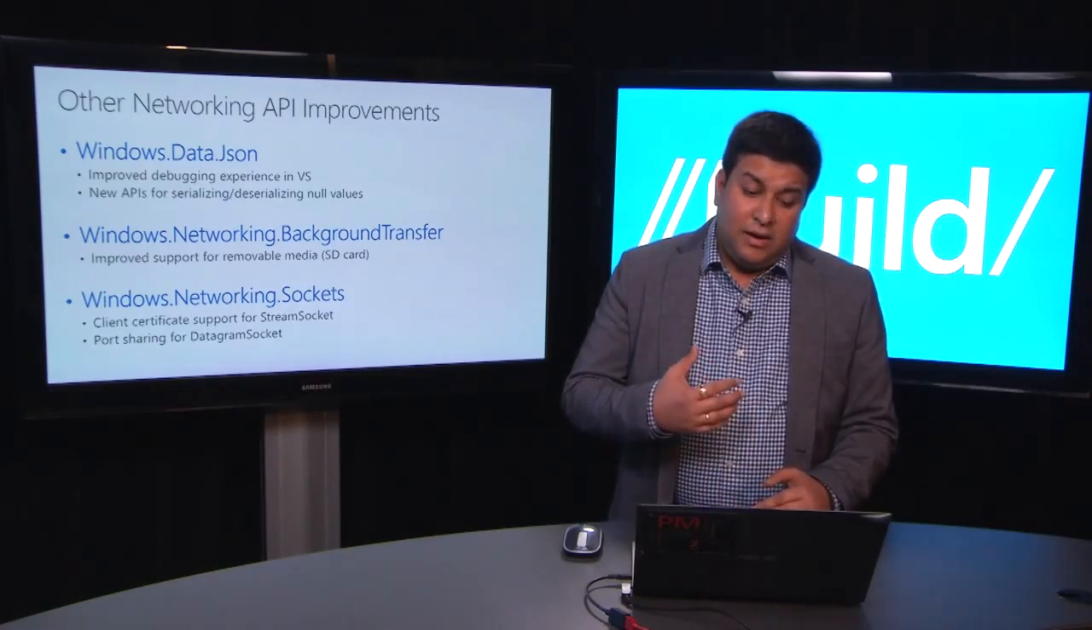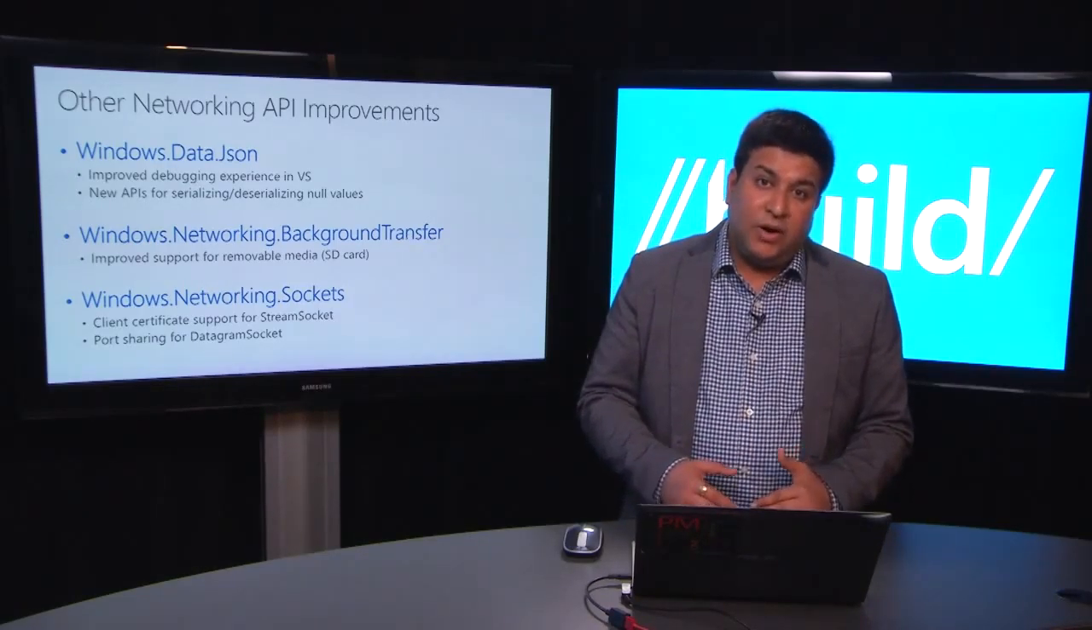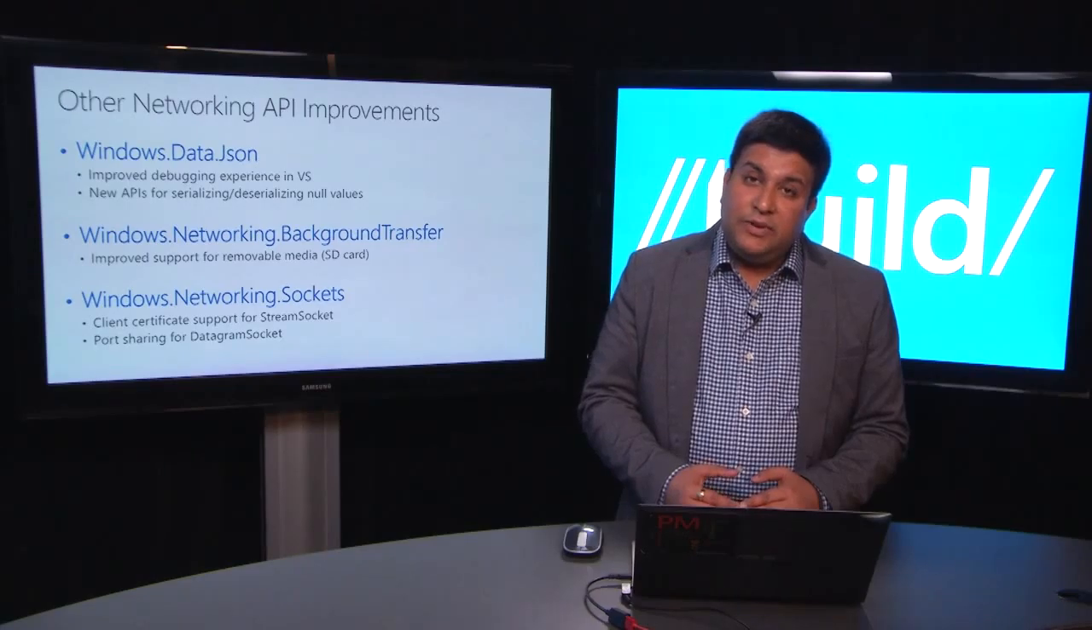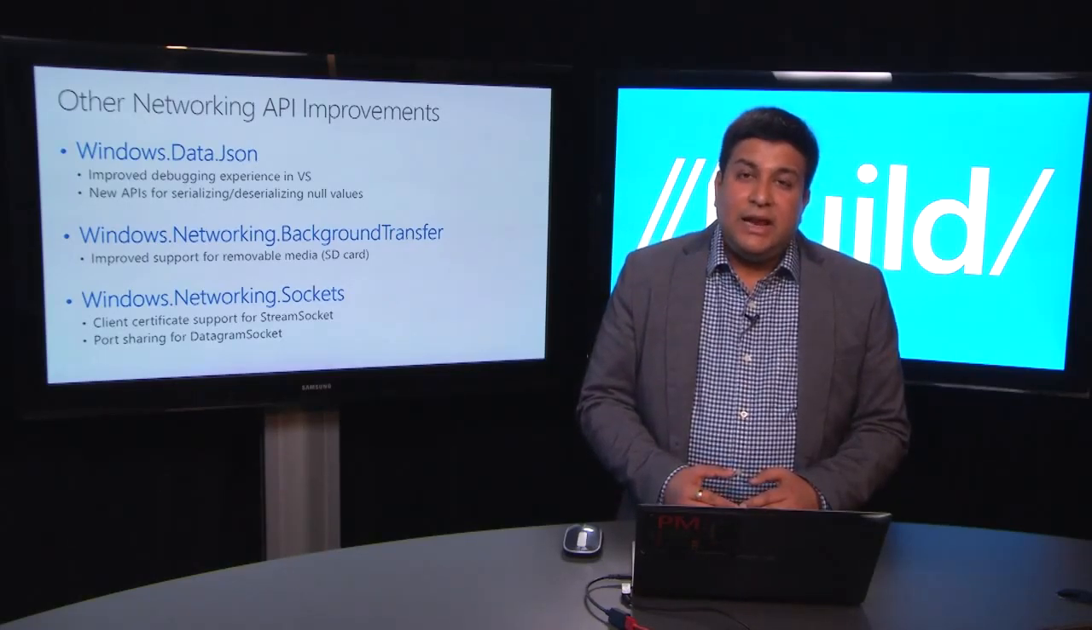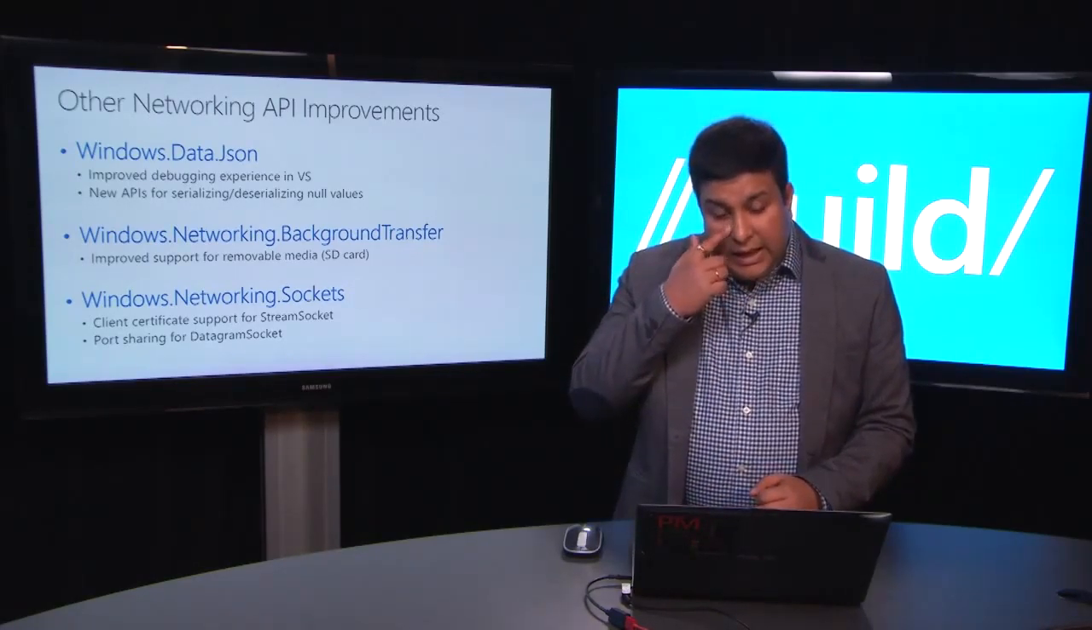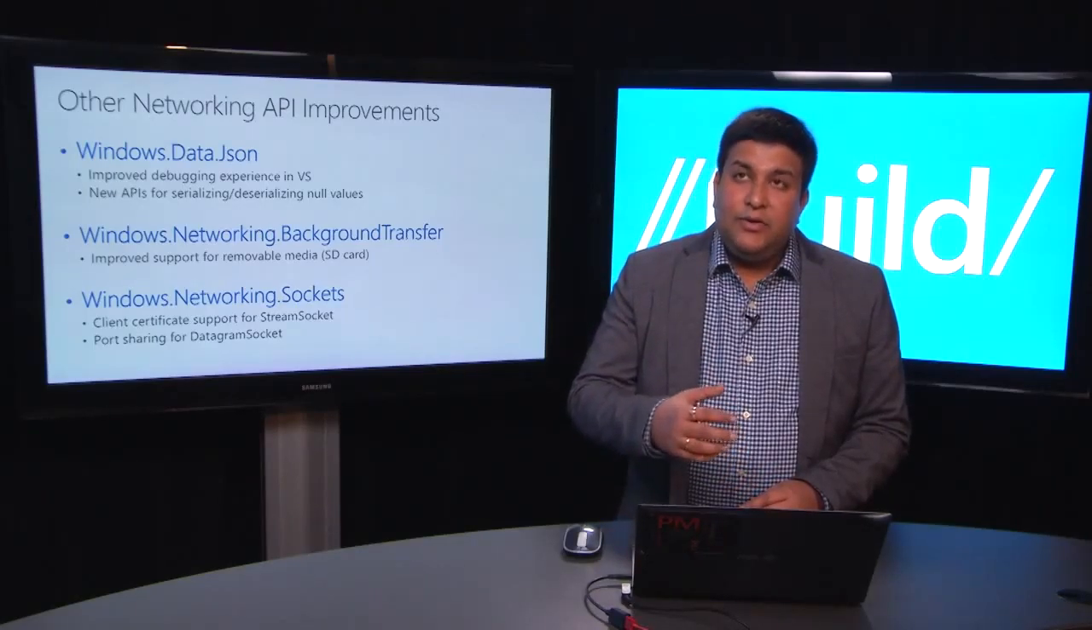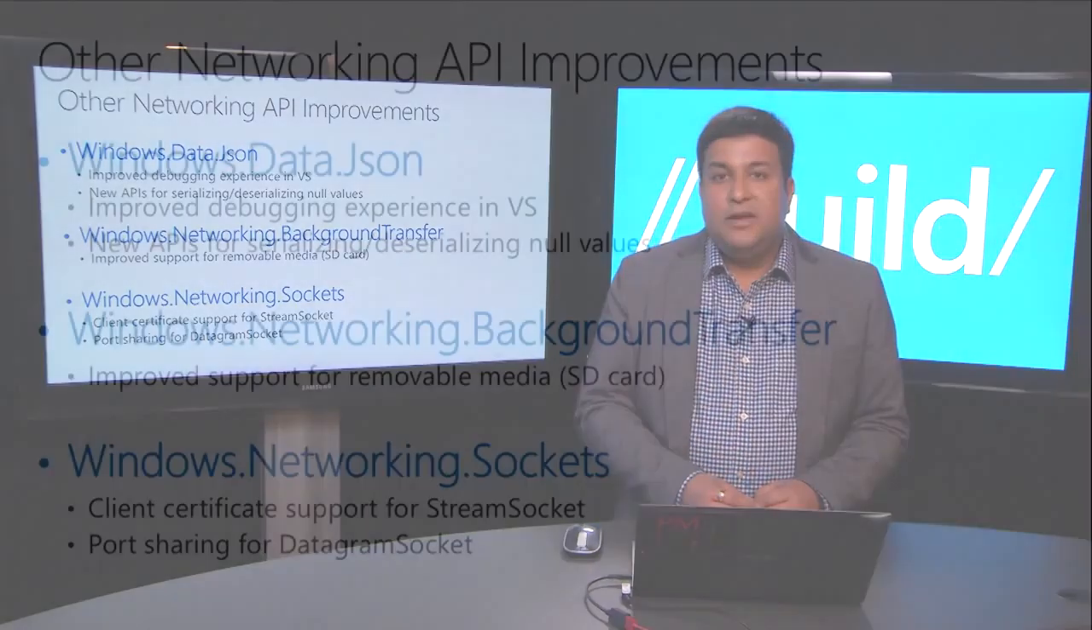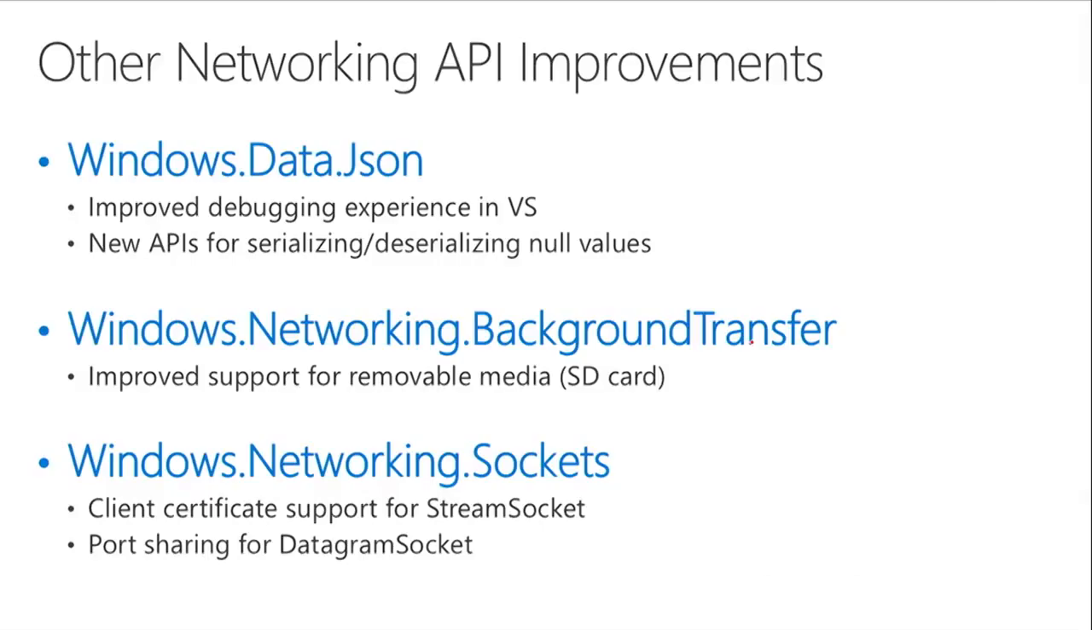We have done some more improvements in the Sockets API. One of the key improvements is that at the Socket API level, you can now indicate a client certificate for authentication of the socket. This was a huge developer ask, and we have added it into our API. So in the Stream socket, you can now set a client certificate for authentication. Also, we have added support for port sharing in the Datagram socket, which is also a very powerful feature.